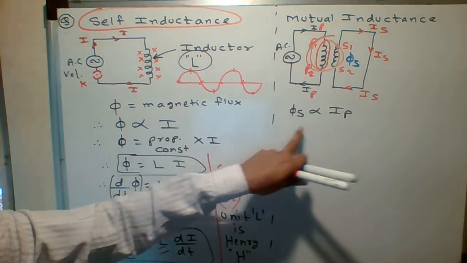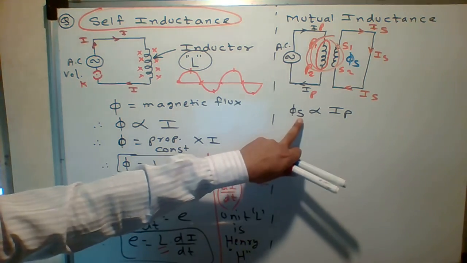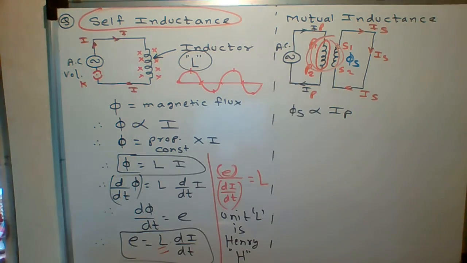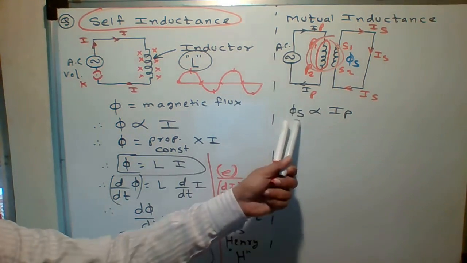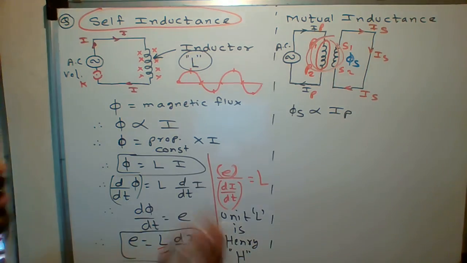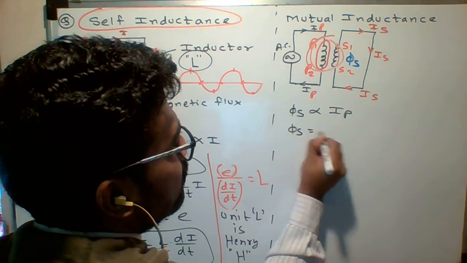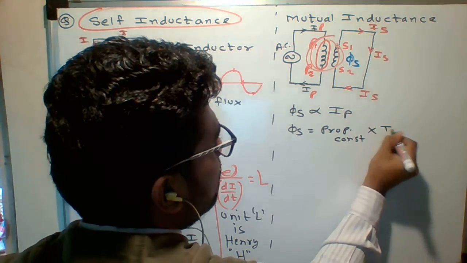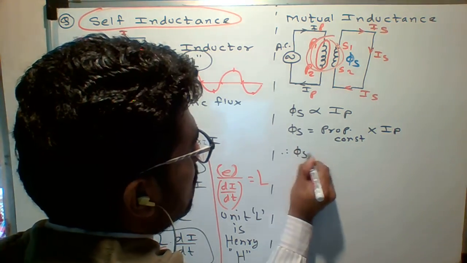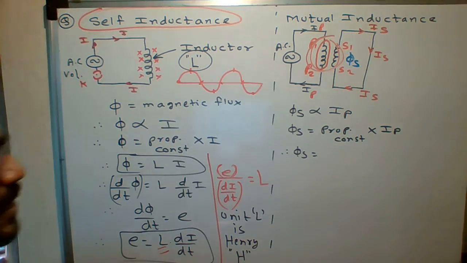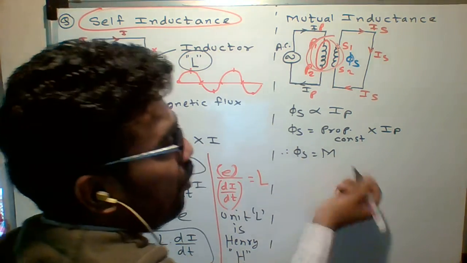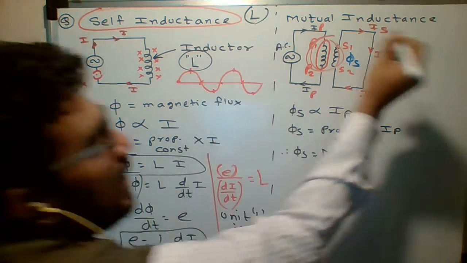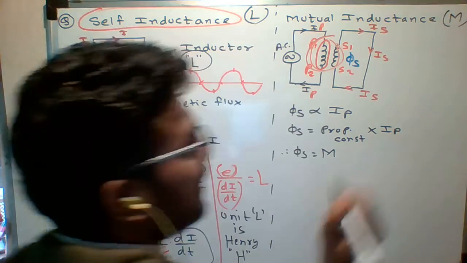This particular expression is very important. Flux in the secondary coil is directly proportional to current in the primary coil. Current is flowing into the primary coil. The more current in the primary coil, the more flux in the secondary coil. Remember this. So students, now if I put a proportionality constant multiplied by IP, what is this proportionality constant? It is called M, not L. L is called self-inductance, and here mutual inductance is represented by capital M.